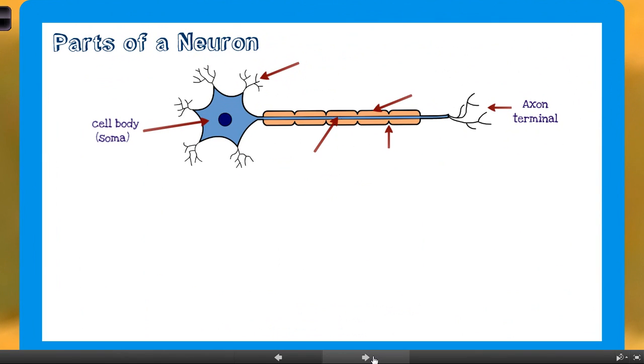So a neuron, this is basically what a neuron looks like, and there are a few parts we're going to go through here. The main part of a neuron is called the cell body, or the soma, and this is just the bulk of the cell. It's where we've got the nucleus, which is kind of the command center of the cell. It controls what the cell does, and this is where we get the majority of the cell. So what else do we have?